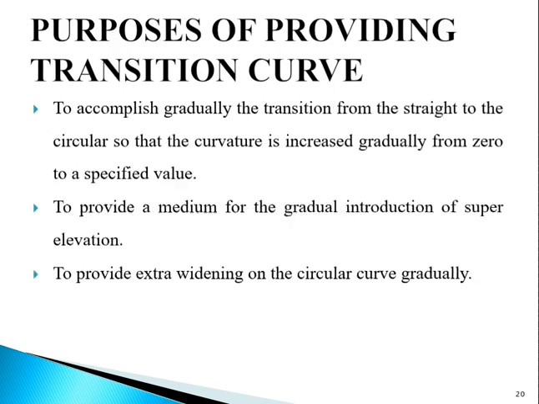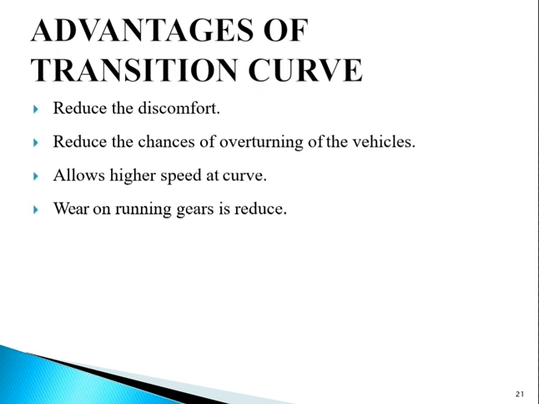Let us see the purpose of providing transition curve. To accomplish gradually the transition from the straight to the circular so that the curvature is increased gradually from 0 to a specified value. To provide a medium for the gradual introduction of super elevation and to provide extra widening on the circular curve gradually. Its advantages: it reduces the discomfort, reduces the chances of overturning of vehicles, allows higher speed at curves, and wear on running gears is reduced.